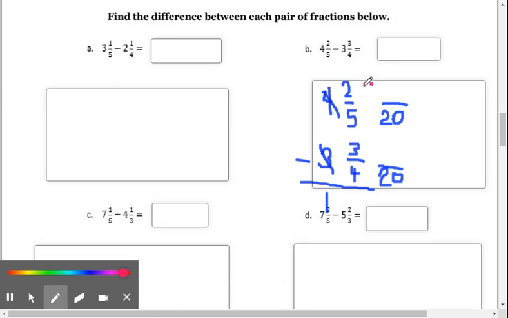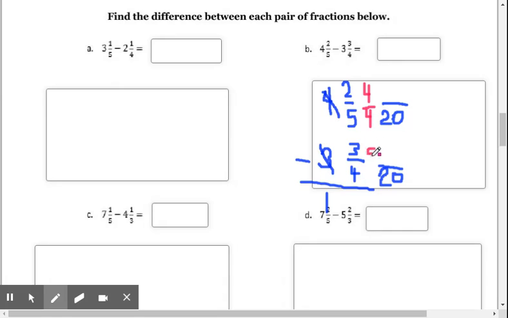And that means we're still going to multiply by 4 over 4. Ooh, my 4s look good that time. And we're going to multiply by 5 over 5. Two times 4 is 8. 3 times 5 is 15.